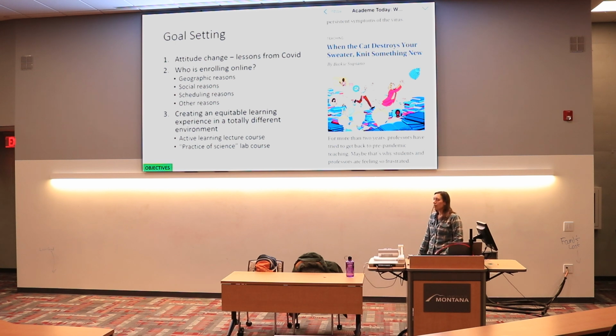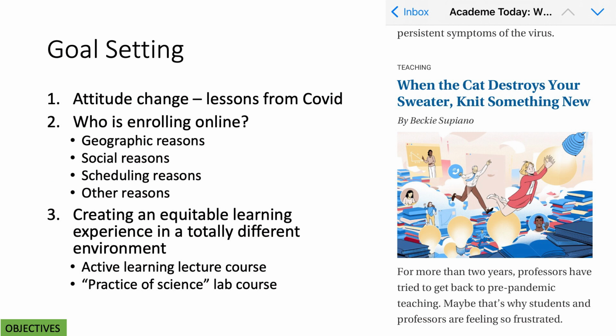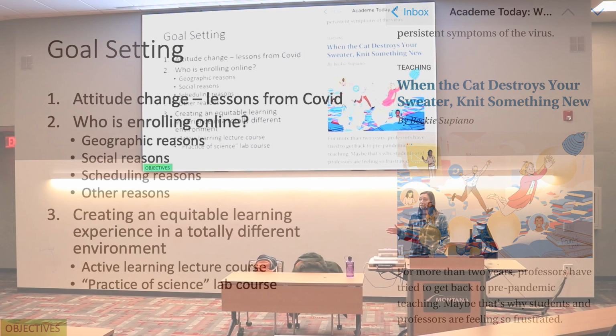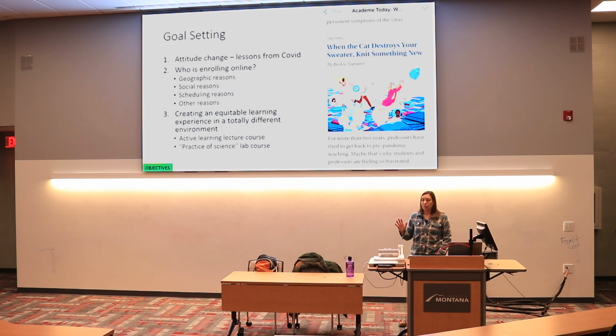Just a couple of weeks ago in the Chronicle of Higher Ed was this article called When the Cat Destroys Your Sweater, Knit Something New, especially appealing to me as a knitter. But this was about this pandemic and trying to get back to pre-pandemic teaching, which brings me to goal setting 1, attitude change. When I was told, like many of you were all told, you have to suddenly teach online now, figure it out. You probably were devastated and frustrated, maybe going through the stages of grief, which I can no longer remember the order of, but I certainly did that.